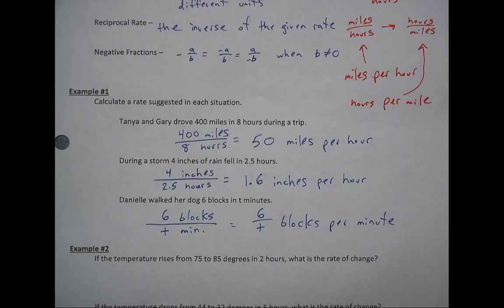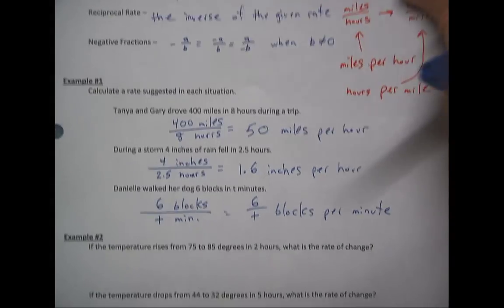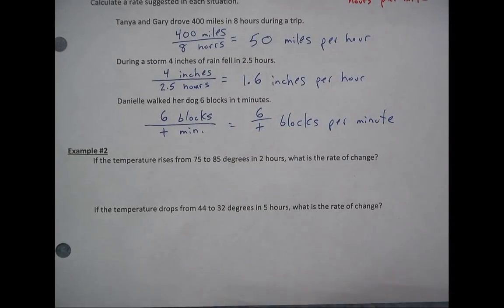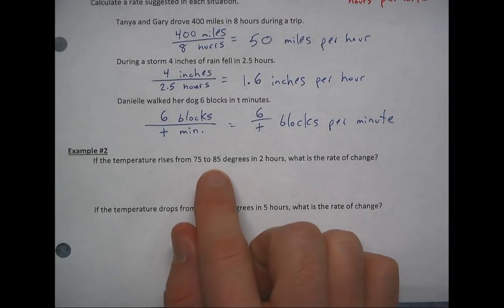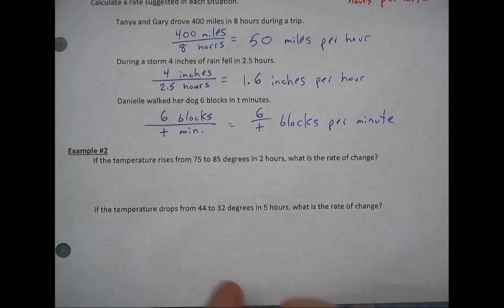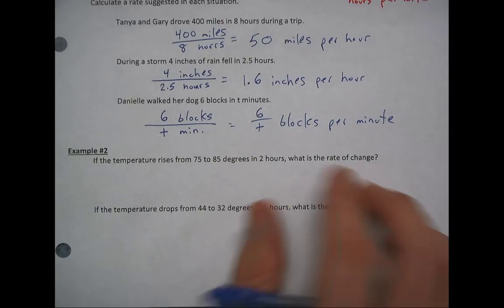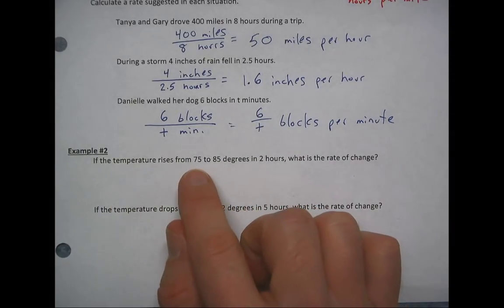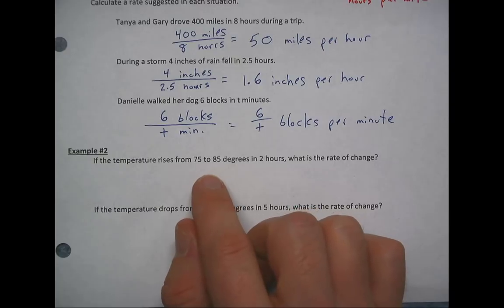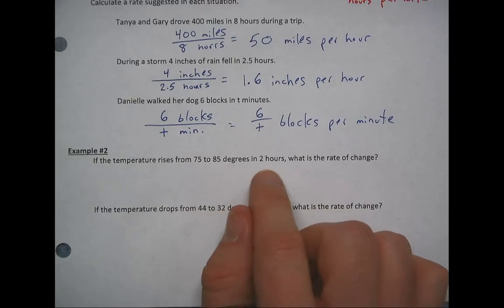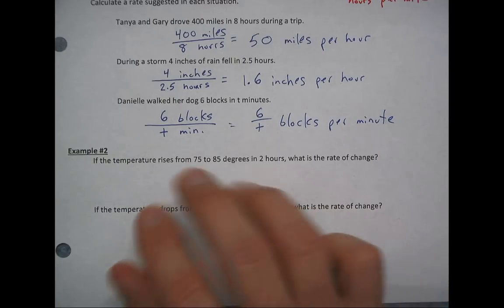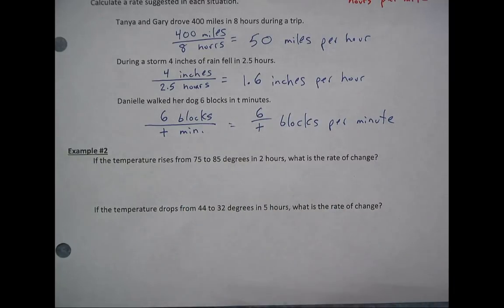All right, now we're going to use these rates to express the rate of change over time. If the temperature rises from 75 to 85 degrees in 2 hours, what is the rate of change? Now this is going to produce an average because clearly it could have gone from 75 to 85 in 30 minutes and then stayed steady for the rest of the 2 hours. So this is just on average throughout the 2 hours.